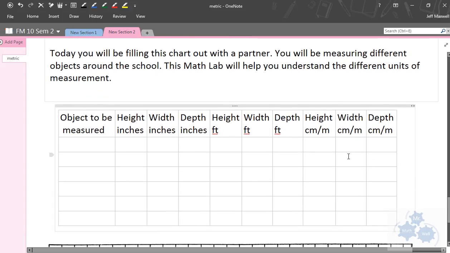and we're going to be filling out this chart with a partner today. And what we're going to do is we're going to be measuring different objects around the school. So we're going to get out of the classroom, move around a little bit. And this lab, the intention is to help you understand the different units of measurement. All right? So we have this chart. We haven't filled out what we're going to measure yet.